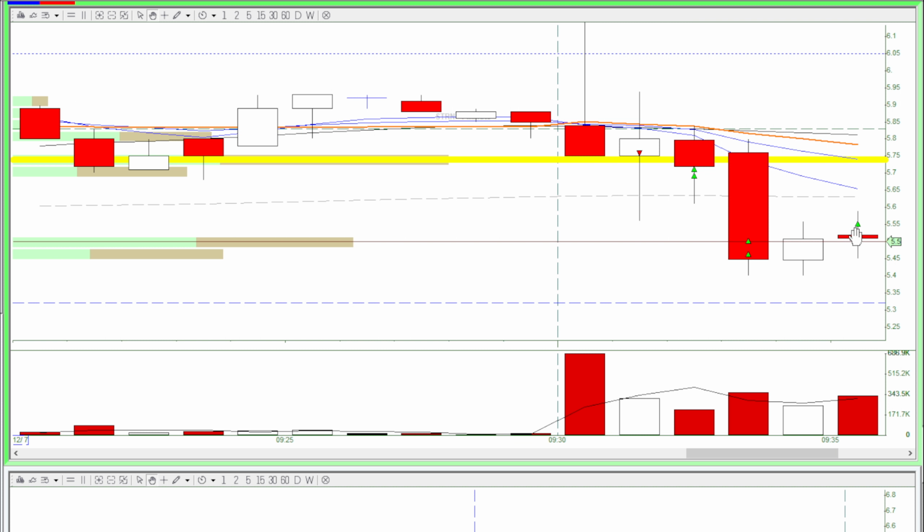Got two more partials and I got all out over here because this is sort of like a double bottom and could be a sign of reversal. So that's why I got out here. That was my green day.